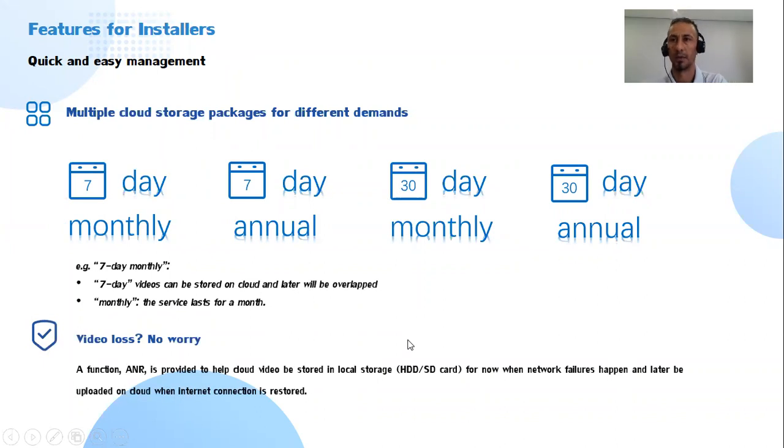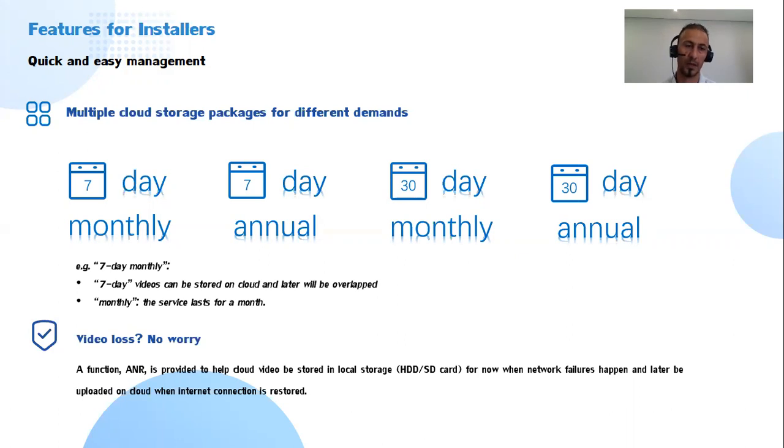Okay, so like I mentioned before, on our packages, we have our multi-storage cloud storage packages, right? So you have the 7-day monthly package, or you have the 7-day annual package. We also then have our 30-day monthly package and our 30-day annual package. So for example, with the 7-day monthly package, video can be stored in the cloud for 7 days. And after the 7th day, it will then overwrite day 1 and then continue recording on the cloud itself.